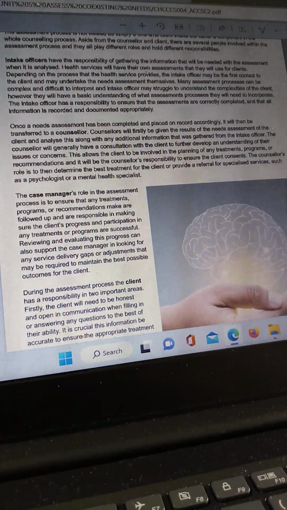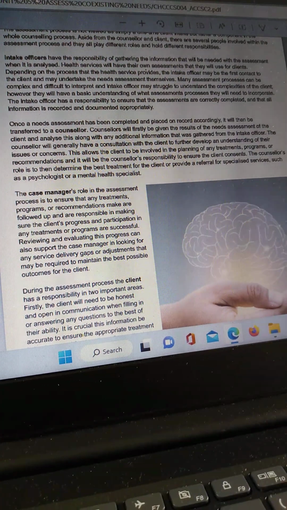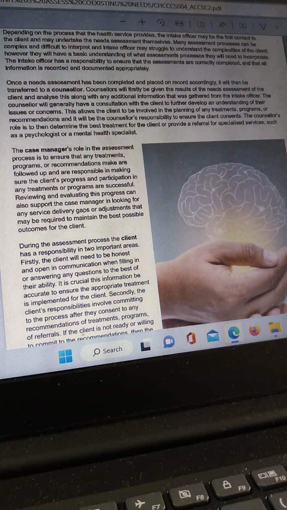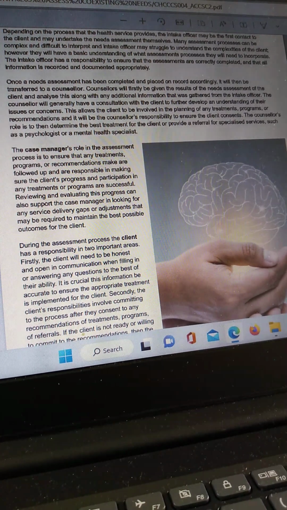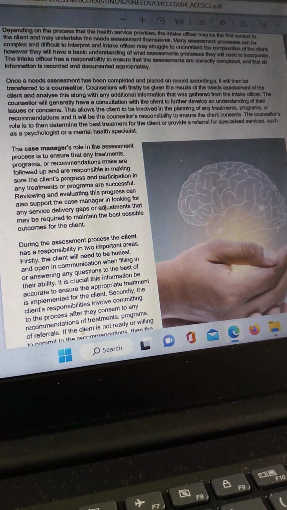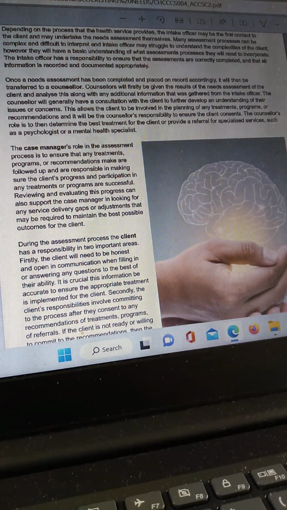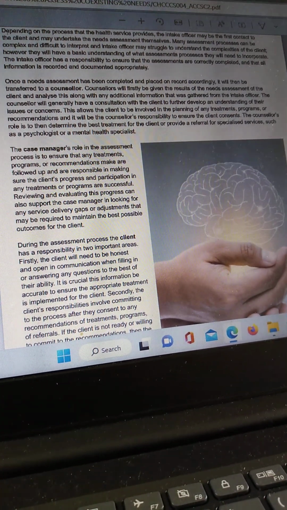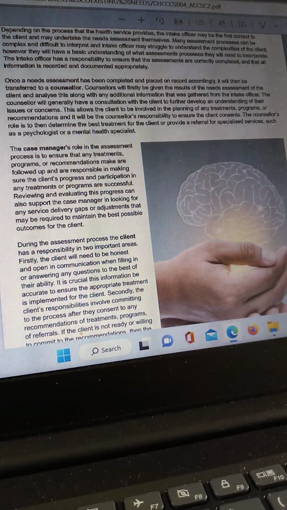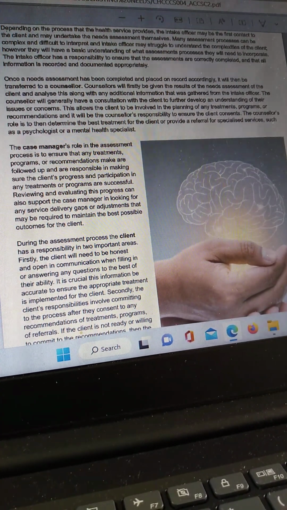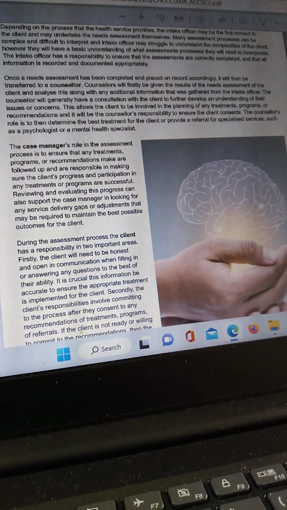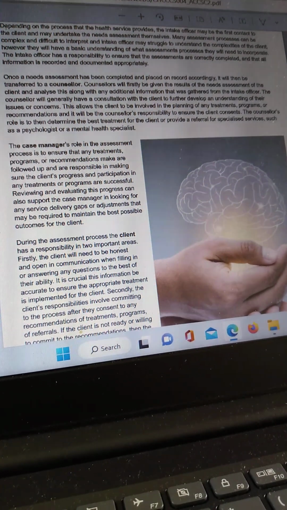A case manager's role in the assessment process is to ensure that any treatments, programs or recommendations made are followed up and are responsible for making sure the client's progress and participation in any treatments or programs are successful. Reviewing and evaluating this progress can also support the case manager in looking for any service delivery gaps or adjustments that may be required to maintain the best possible outcomes for the client.